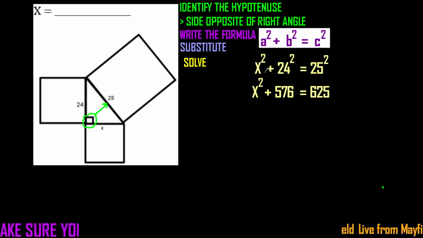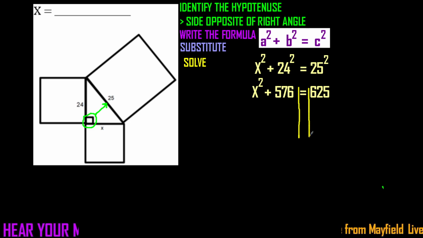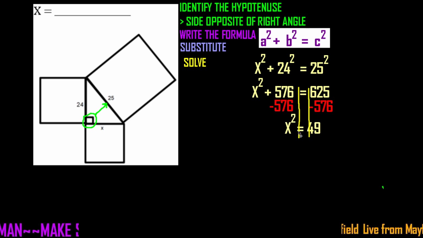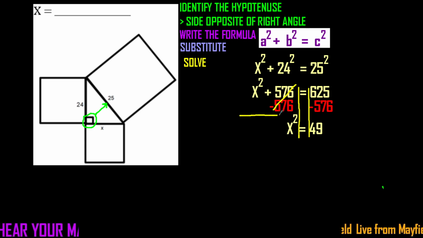Now we can set up a two-step equation. You can draw railroad tracks, training wheels, whatever you want to call them. I'm going to get that x by itself. How am I going to do that? Well, I have to do my inverse operations. I'm going to get all the constants on one side, so I'm going to subtract this 576. Whatever I do on one side, I have to do to the other, so I subtract it on both sides, and I end up with x squared equals 49. The 576 cancels out, and we're just left with 49.